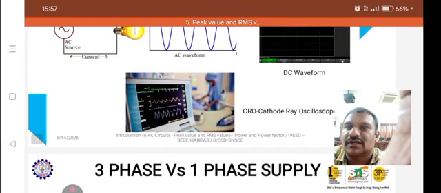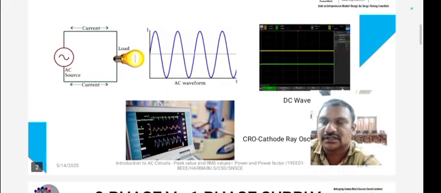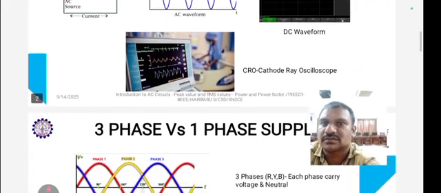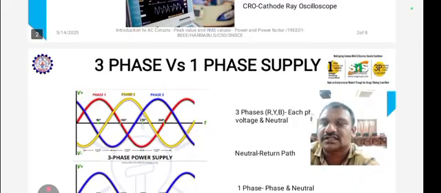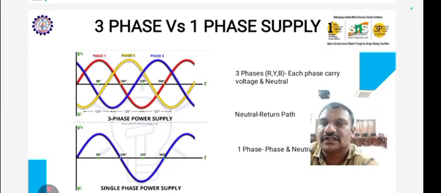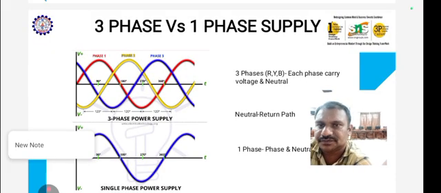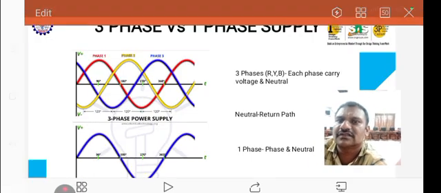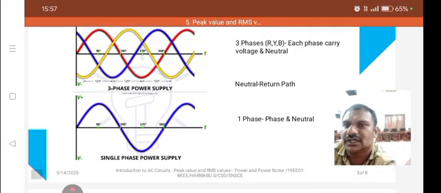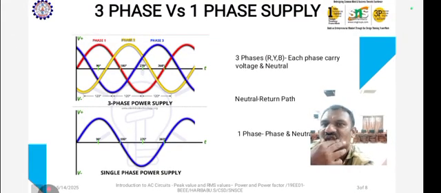Next, CRO. By CRO we can measure the AC and DC supply voltages, how they are processed. Whereas 3-phase and single-phase supply, just see. In 3-phase, each phase carries a voltage and there is a neutral return path. Whereas in single phase it has phase and only neutral. So 3-phase, that is RYB.